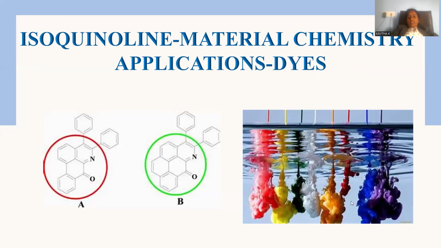Isoquinoline also has material chemistry applications. Many colors can be induced by means of this kind of isoquinoline. The dyes which impart colors are manifested in this circle, and these are said to be chromophores. Chromophore is responsible for inducing the color. Auxochrome is responsible for intensifying the color. That's the reason why the circled part is responsible for inducing the color, called the chromophore. The chromophore property is also located in this isoquinoline. You can notice the isoquinoline core in the circle, which is a kind of dyeing agent.